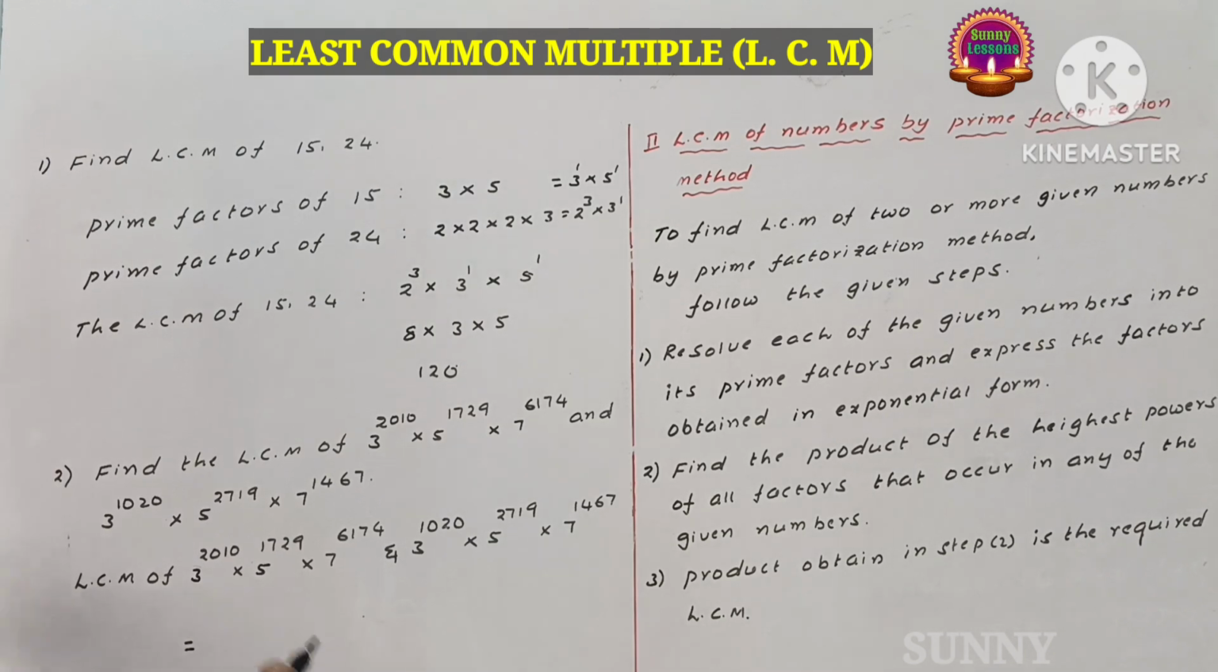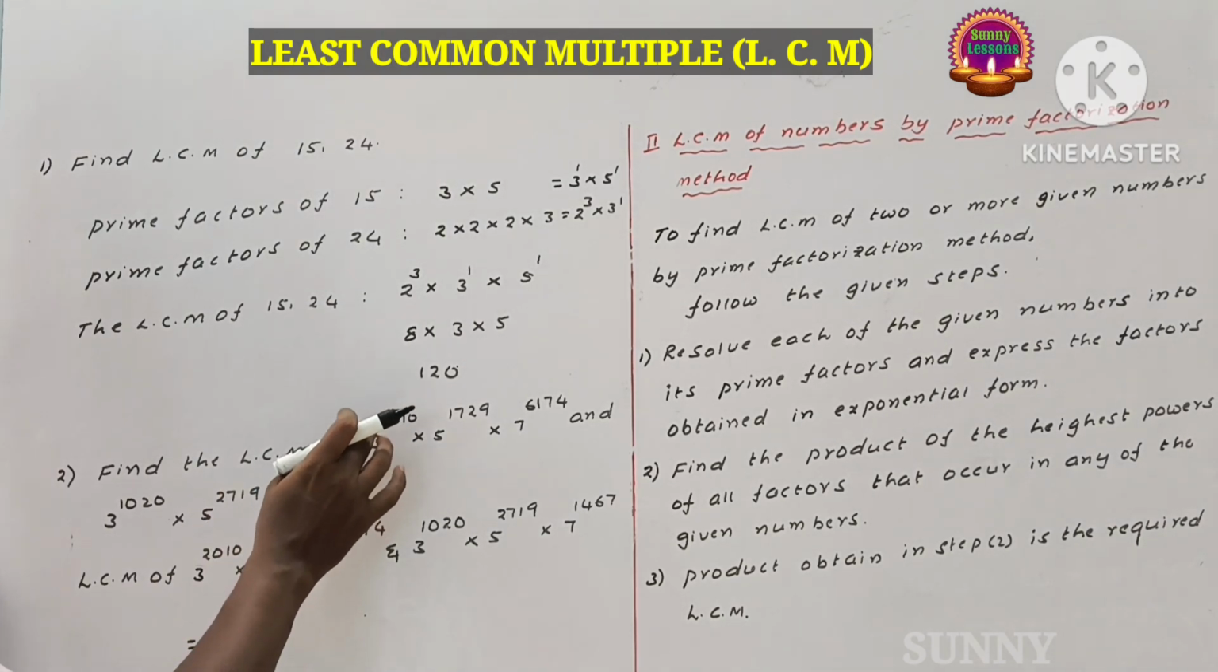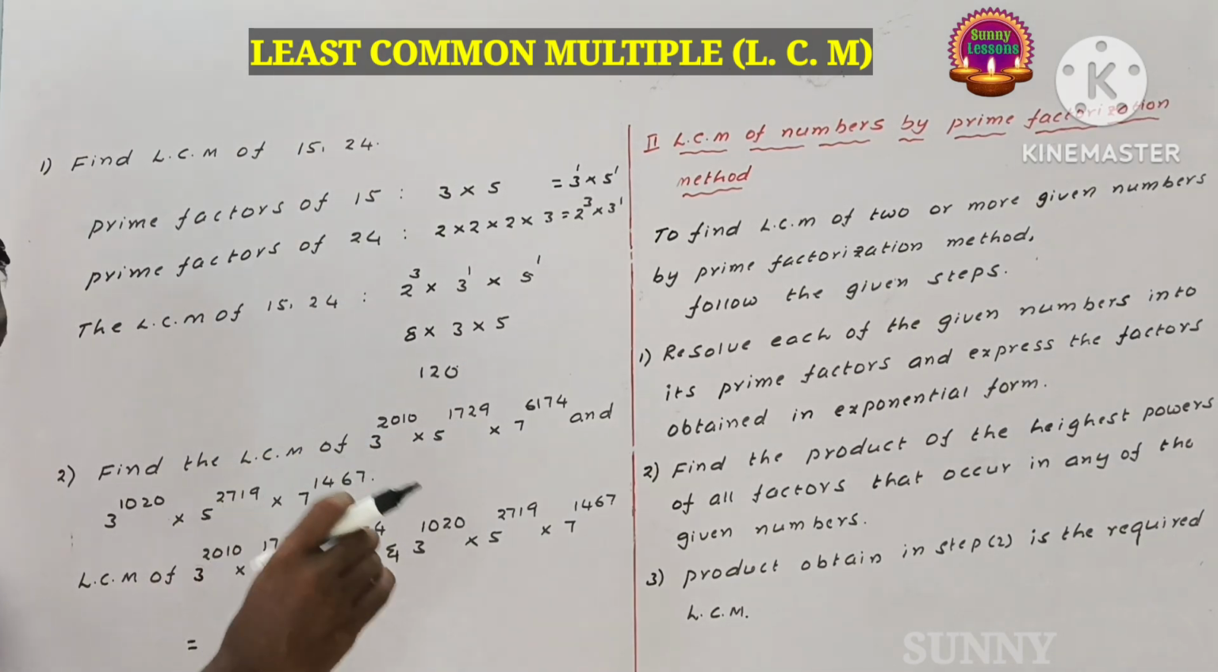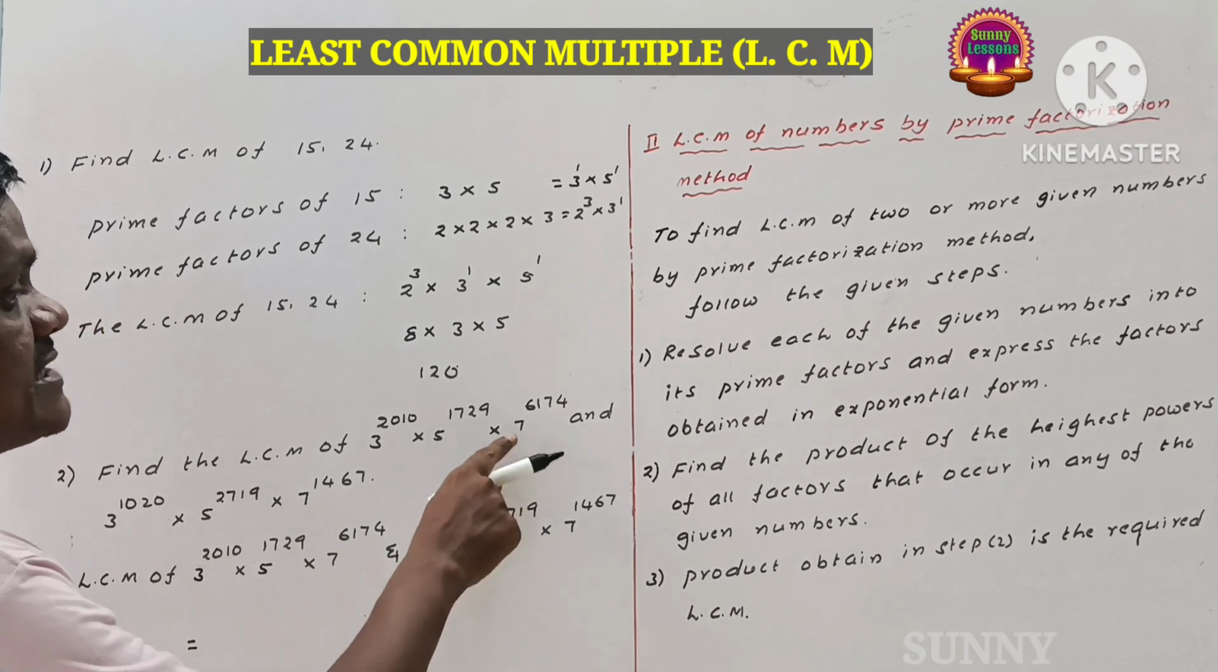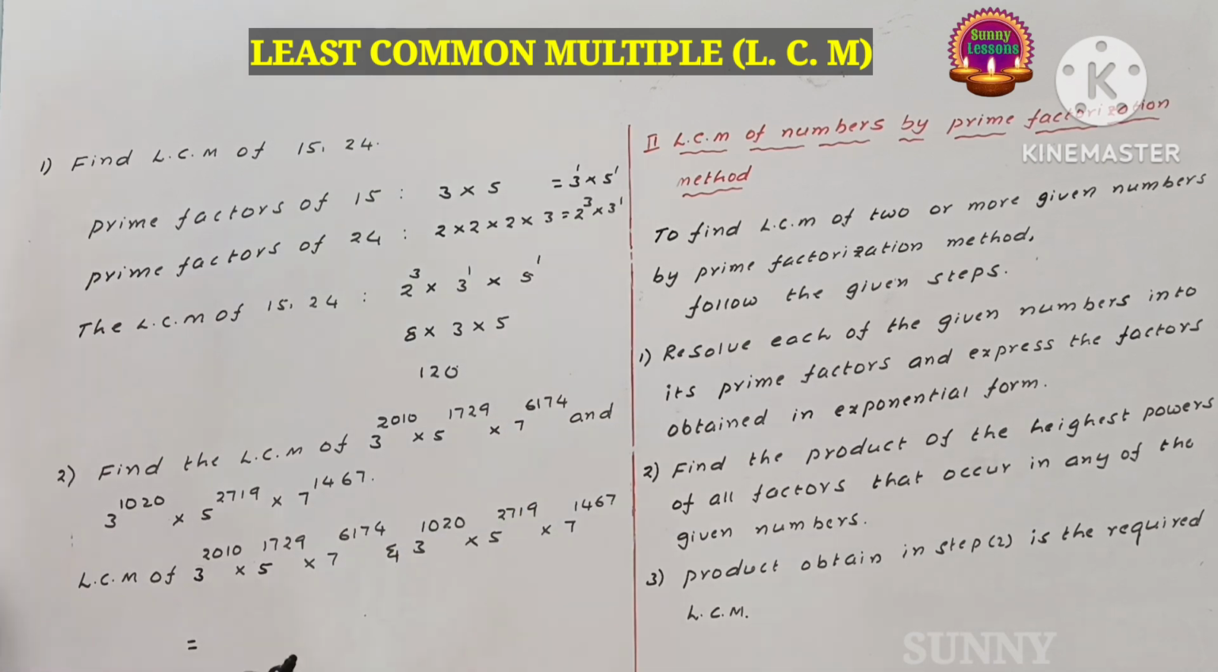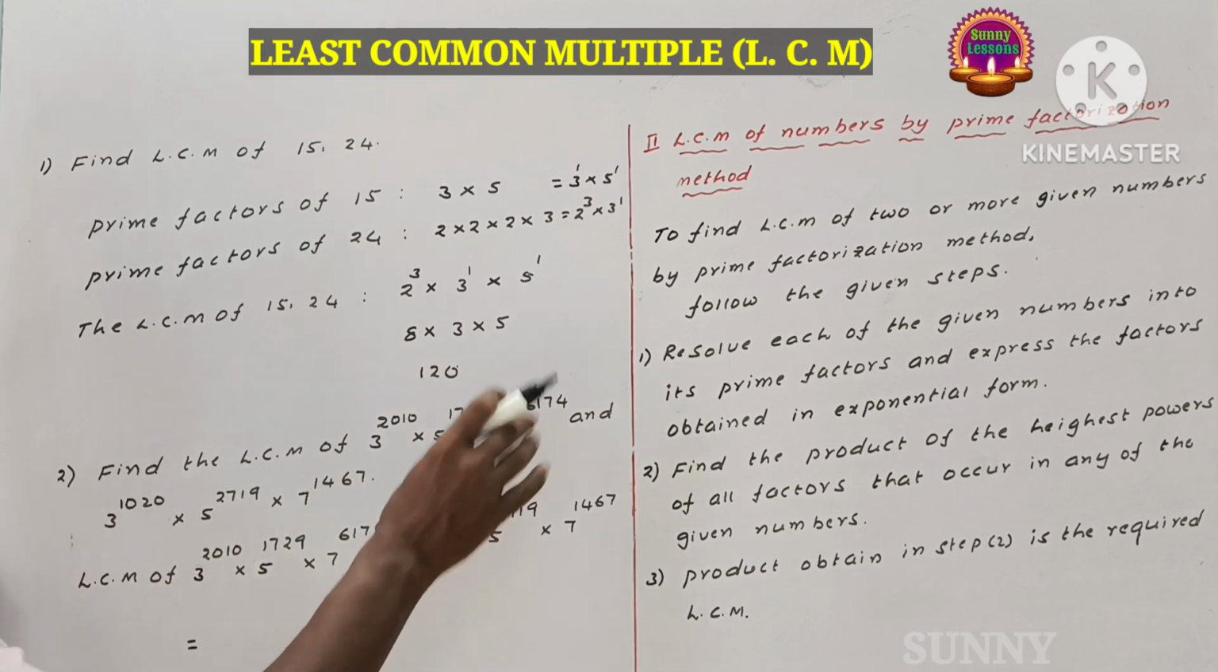Next, the second example is find the LCM of 3 to the power of 2010 into 5 to the power of 1729 into 7 to the power of 6000 into 5 to the power of 2719 into 7 to the power of 1469. In this sum, the numbers are given in exponential form.